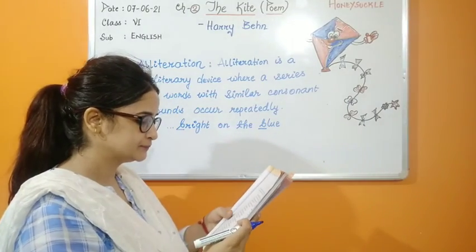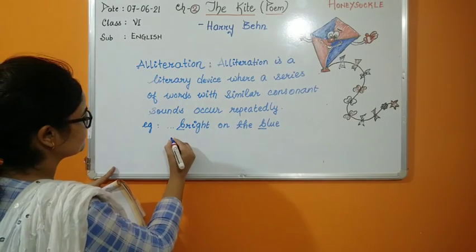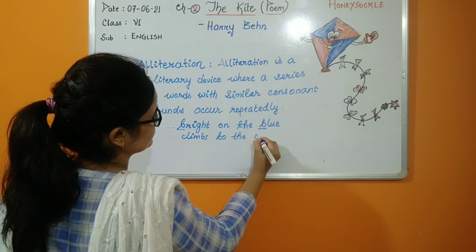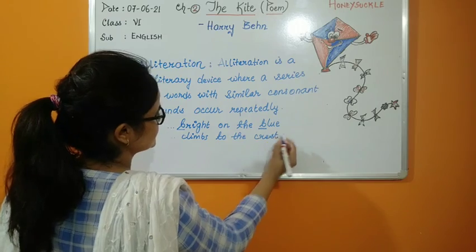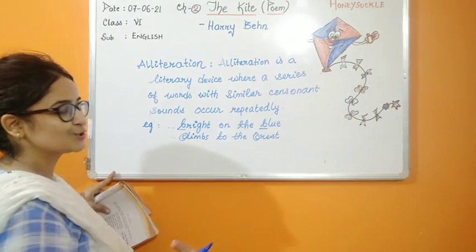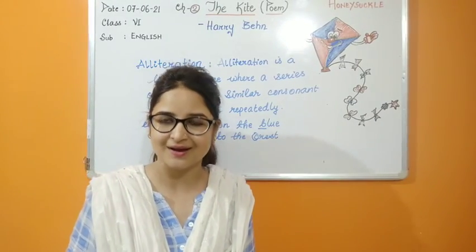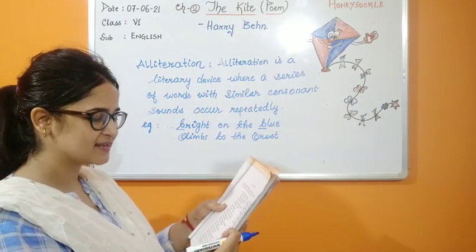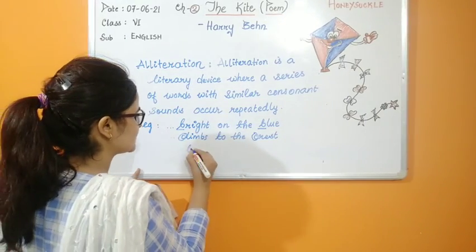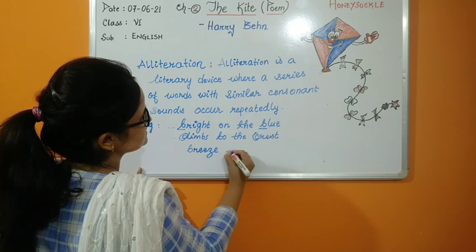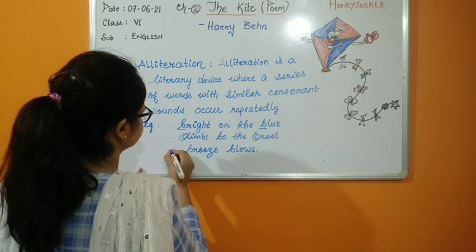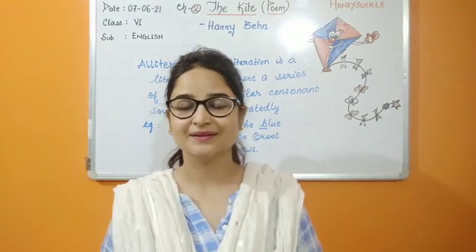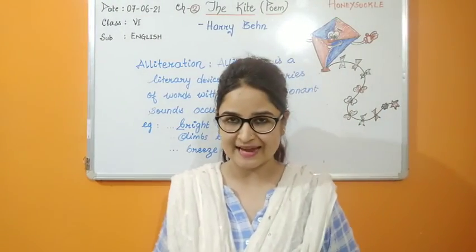Again, you have climbs to the crest. You can see here C and C is getting repeated. C is a consonant, so it's an example of alliteration. Now again we can see breeze blows and run until a new breeze blows. So breeze blows is also an example of alliteration. Okay, so these examples will help you understand what alliteration is.